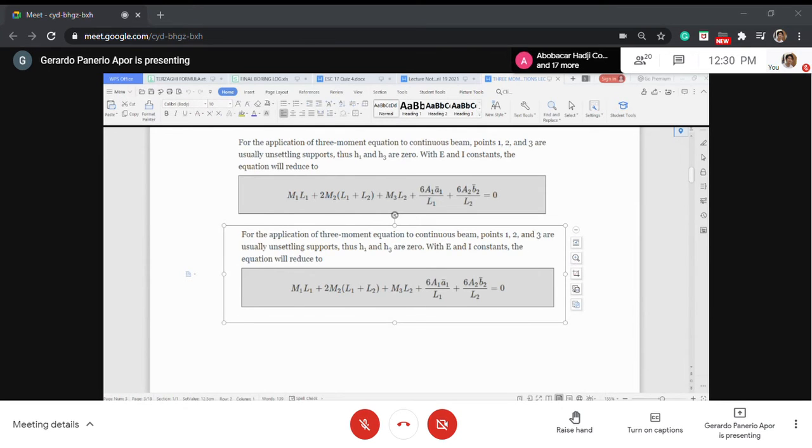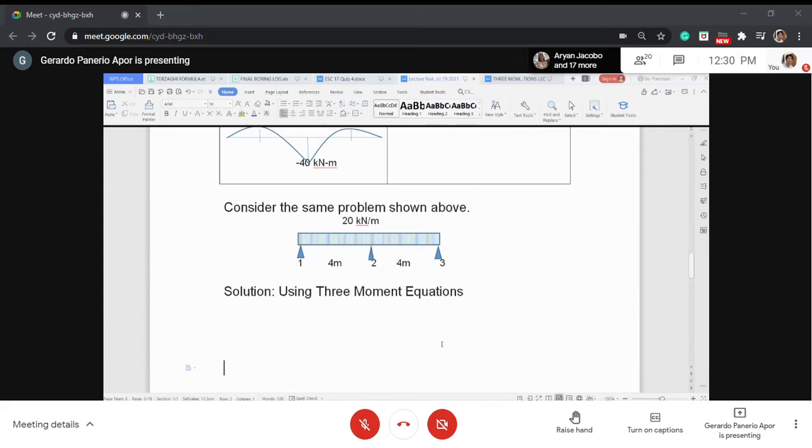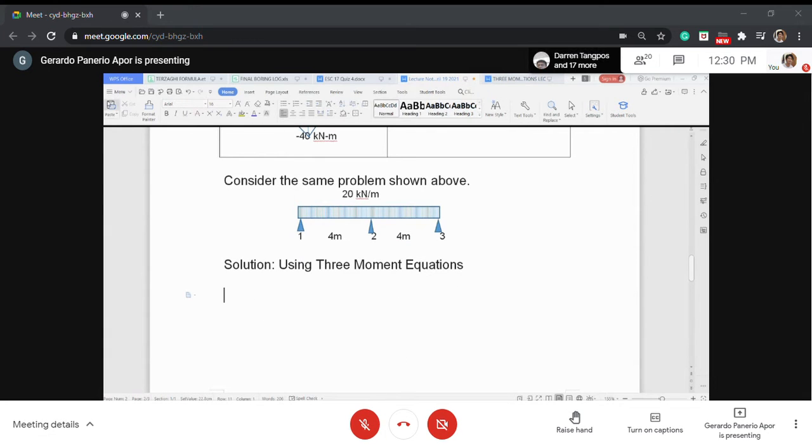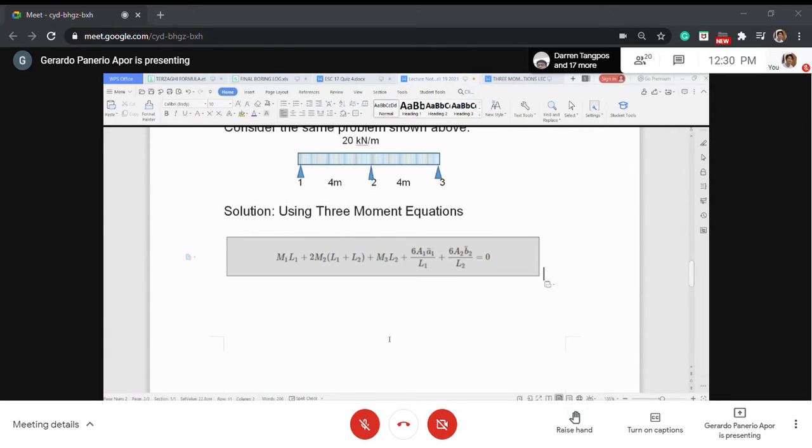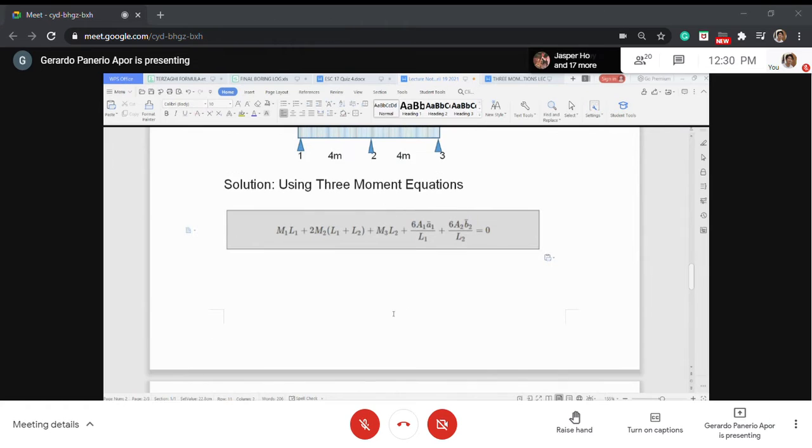Okay, we will use this equation. If you use the three-moment equation, you have to use that equation. So we have to isolate this, no? To isolate this into this segment, 8BD, segment.